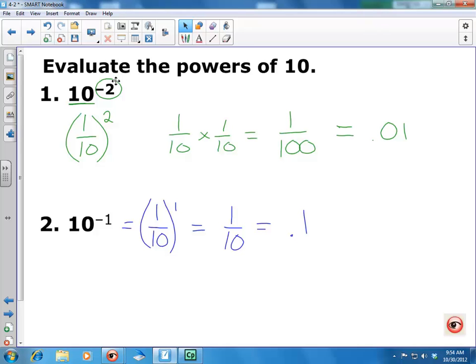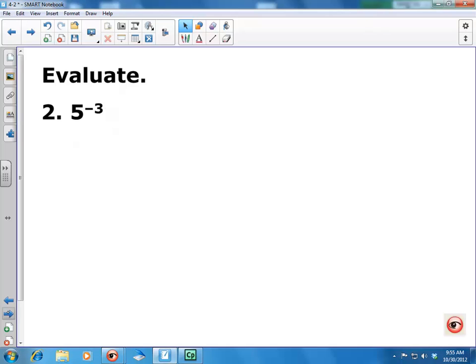Now, our next couple of examples will make it a little bit more clear to you, especially whenever we're dealing with numbers other than 10. So let's take a look at our next one. Remember, you guys should be copying these down in your notes. This one right here says 5 to the negative 3rd power. Well, the first thing we have to do is eliminate our negative exponent. We have to get that to be a positive exponent.